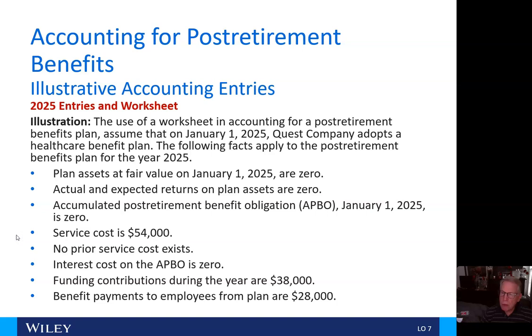4, service cost is $54,000. 5, no prior service costs exist. 6, interest cost on the APBO is 0. And 7, funding contributions during the year are $38,000. And 8, benefit payments to employees for the plan are $28,000.